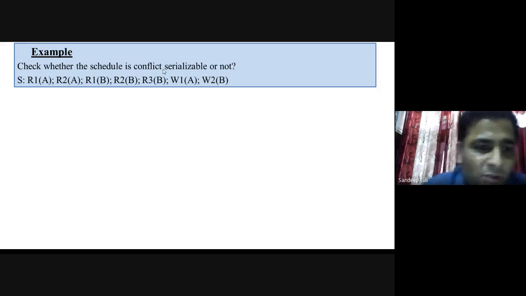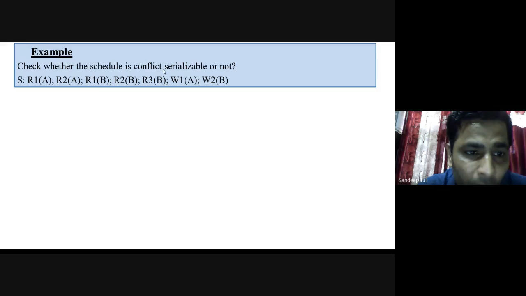Now look, this is a table that we can get with the help of this series of read and write operations of the schedule. First of all, you need to find out how many different transactions could be there in S. How will we identify? Read that series of read and write operations. R1 means it is talking about transaction 1. R2 means it belongs to a different transaction, so there is a second transaction, that is T2.